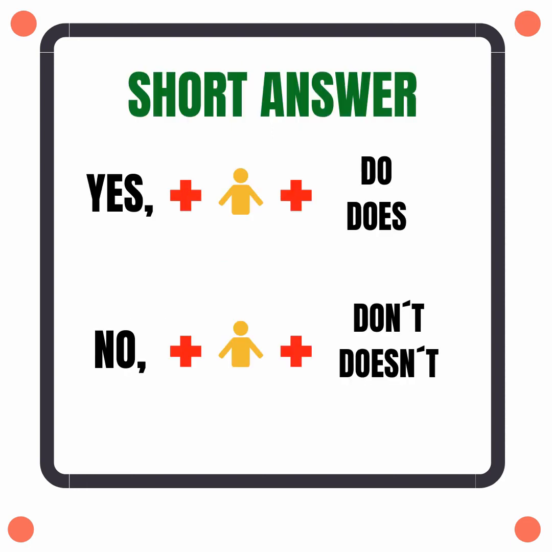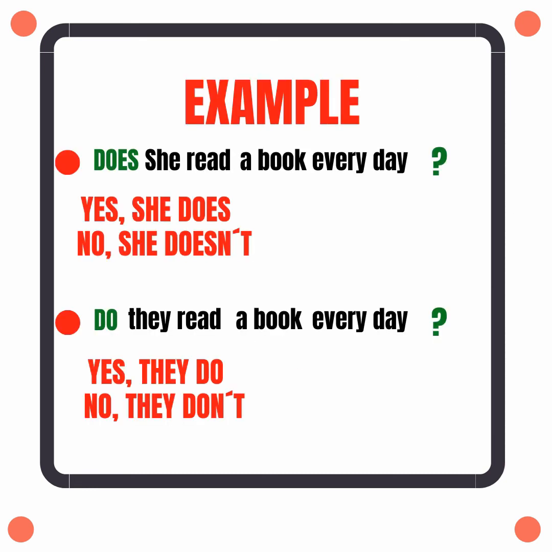Short answer, respuesta corta. Para responder a preguntas que empiecen con do o con does, utilizamos la siguiente estructura. Para decir sí, utilizamos yes, subject, do or does. Para decir no, utilizamos no, subject, don't or doesn't. Example. Does she read a book every day? Yes, she does. No, she doesn't. Do they read a book every day? Yes, they do. No, they don't.